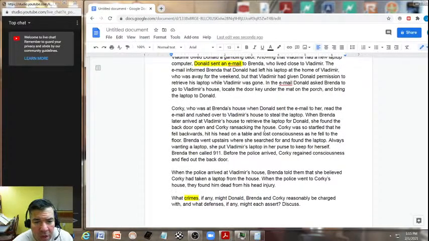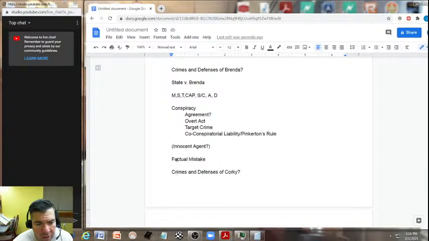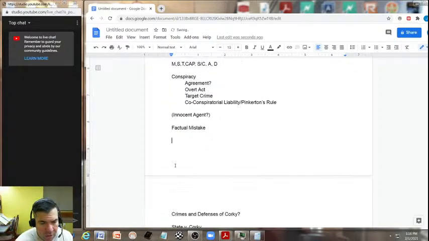Okay, up here. Corky was so startled that he fell backwards, hit his head on a table, and lost consciousness as he fell to the floor. Brenda went upstairs where she searched for and found the laptop. Always wanting a laptop, she put Vladimir's laptop in her purse to keep for herself. Okay, at this point, this is where Brenda commits a larceny. Taking of laptop.